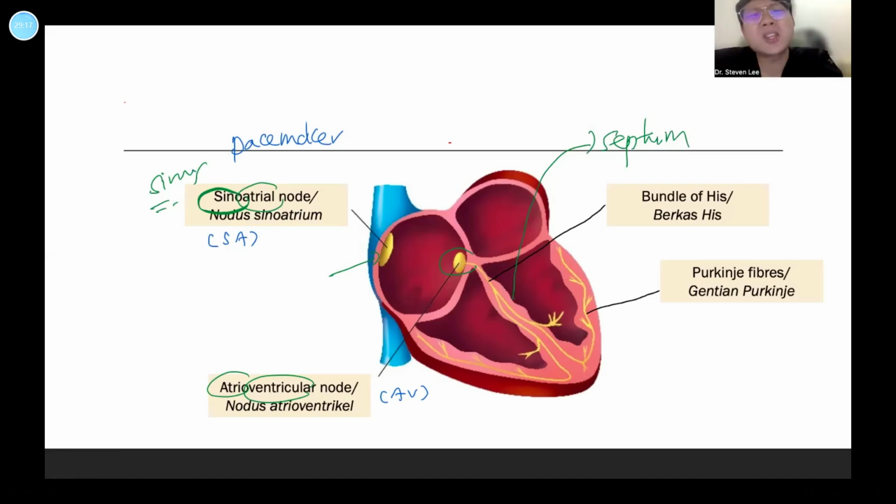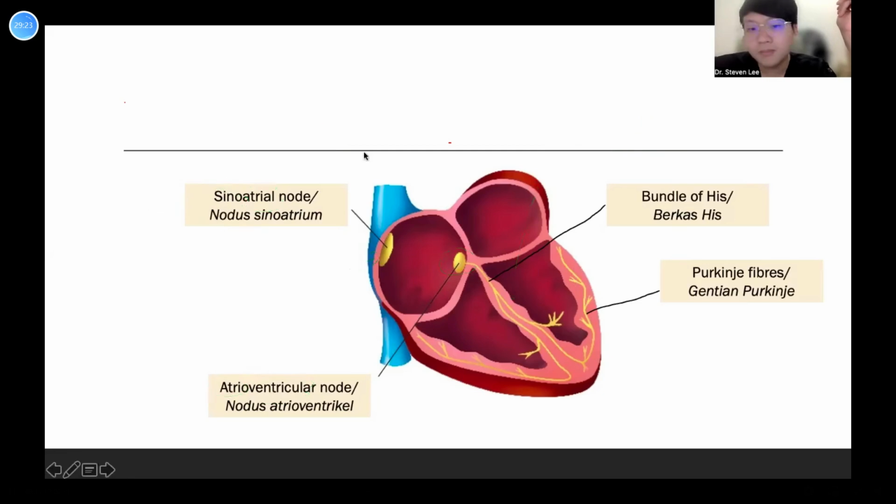So don't make things complicated. Only 4 things you need to know: SA node, AV node, bundle of His, Purkinje. Okay, so I proceed. His is the name of a human, the person who found this. Like Purkinje, also the name of a scientist. Apex of the heart is this. Apex means the tip.